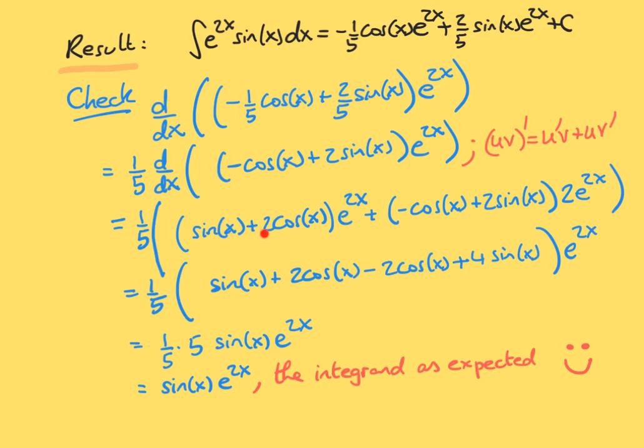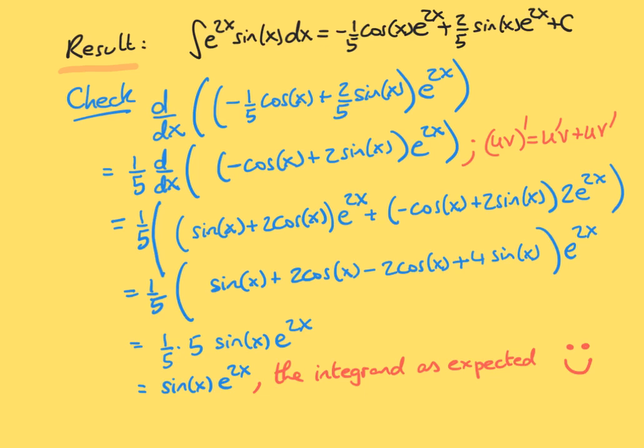So now we expand the brackets here, and e to the 2x multiplies everything, so I'm going to pull it outside and just write it at the end. So it's 1/5, open brackets, sine of x plus 2 cos of x. We'll put that at the end outside. Minus, and now everything here is multiplied by 2. So it's minus 2 cos of x plus 2 times 2, 4 sine of x. Close big brackets, all multiplied by e to the 2x.